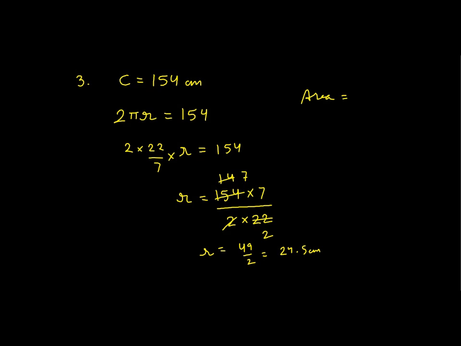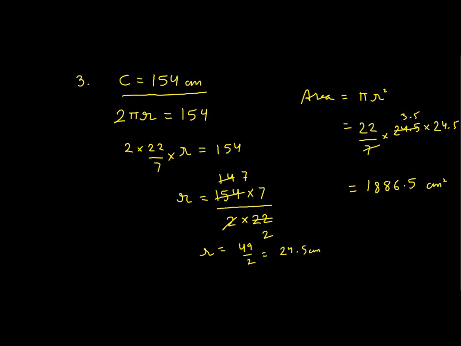Now we can find its area. Area is pi r square. So substituting the values of r in this, we get 24.5 into 24.5, which will give you the answer as 1886.5 centimeter square. So circumference was given to us. First we have found the value of the radius, then we have found the value of area.